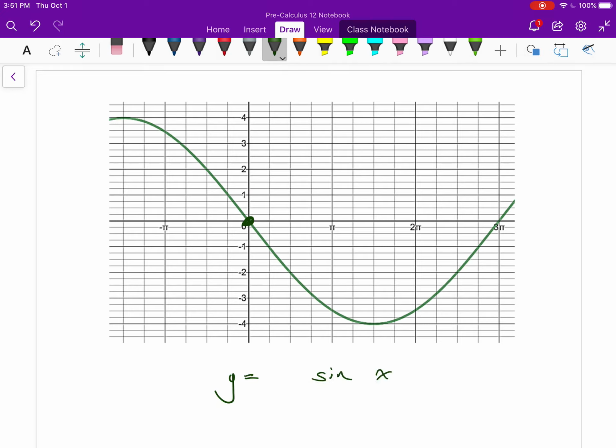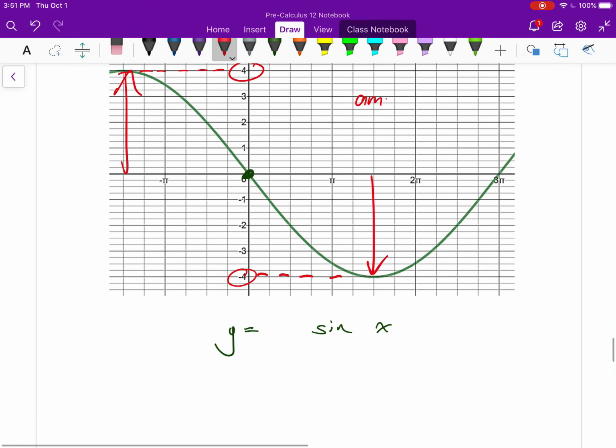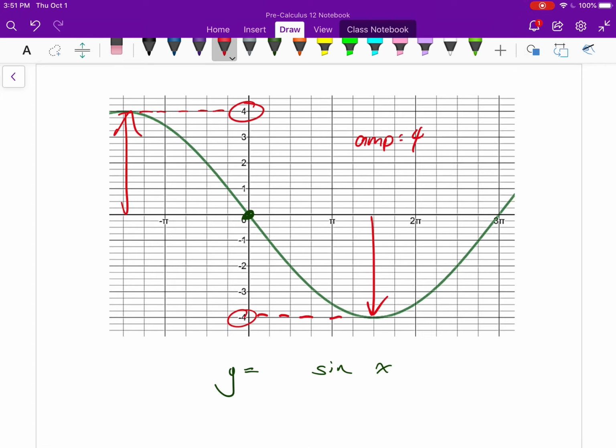Okay, like before, let's start with amplitude. What's the amplitude of this wave? The amplitude is 4. I can see it goes 4 up or 4 down from the center line. So my amplitude is 4. That's an important thing to write down. So amplitude is 4.